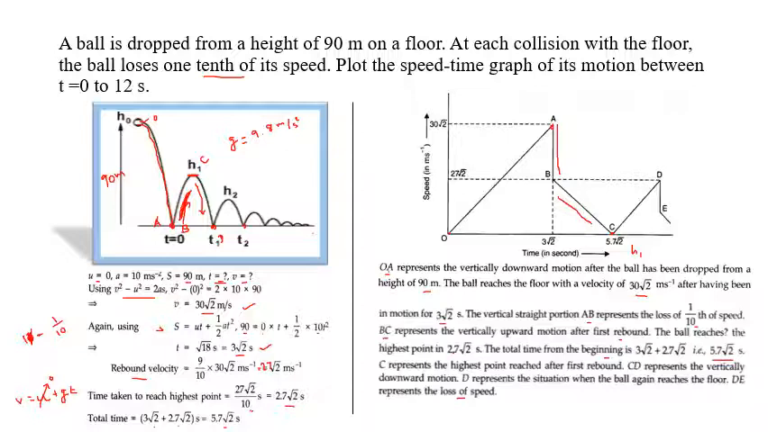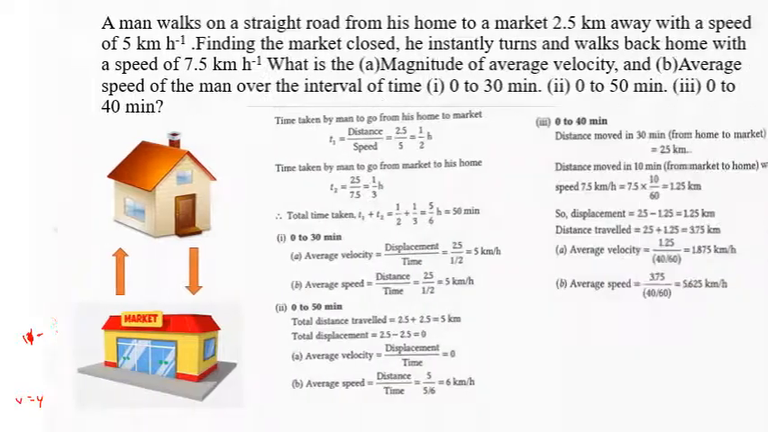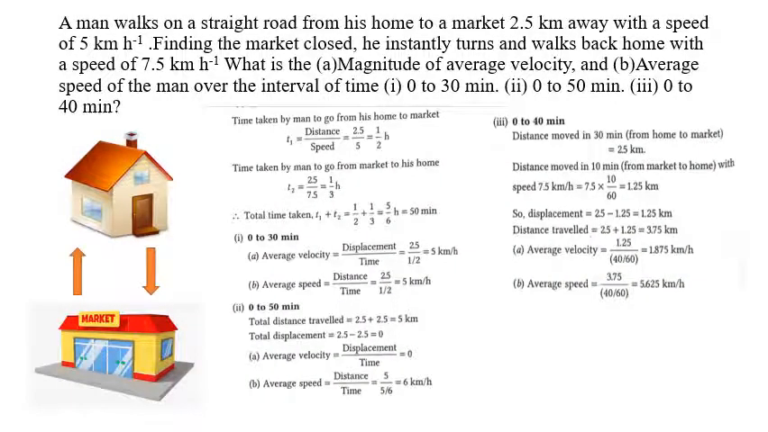We'll look at the second question. Next question. A man walks on a straight road from his home to market 2.5 kilometer away with a speed of 5 kilometer per hour.